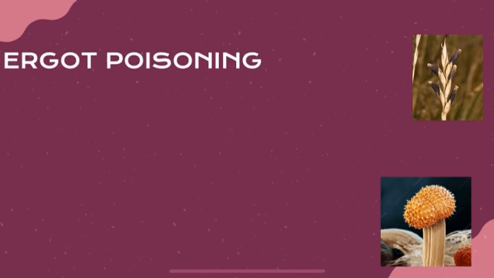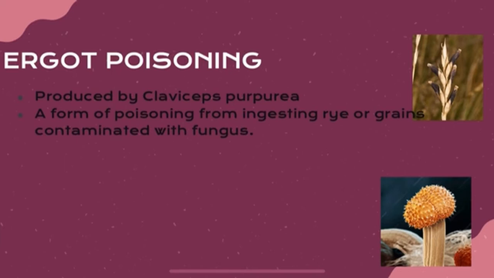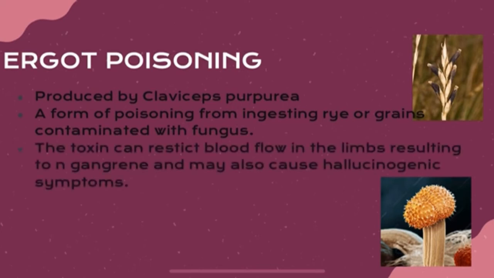Ergot poisoning. Produced by Claviceps purpurea, which is a fungus causing smut infection on grain crops. A form of poisoning from ingesting rye or grains contaminated with the fungus. The toxin can restrict blood flow in the limbs, resulting in gangrene, and it may also cause hallucinogenic symptoms.